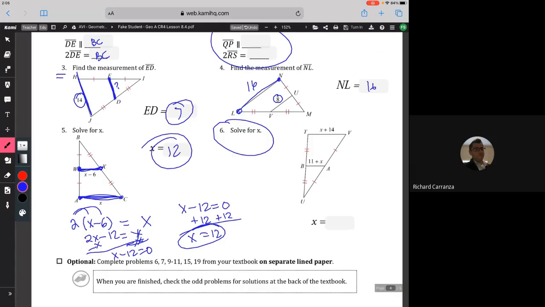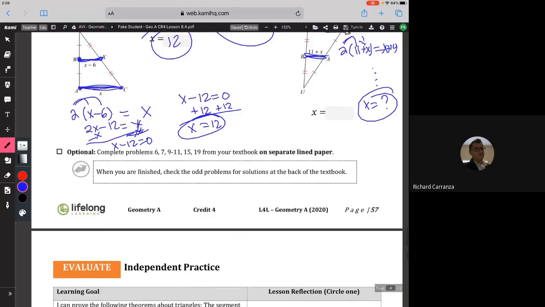So number 6, same thing. All you want is x, but let's set it up. So I know if I multiply the middle by 2, that's equal to the outside one, x plus 14. Distribute and then get the x by itself. After you do the algebra, that's going to be on you guys. And then figure number 6 out.